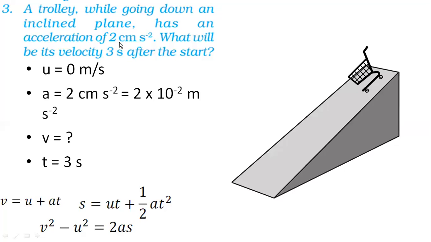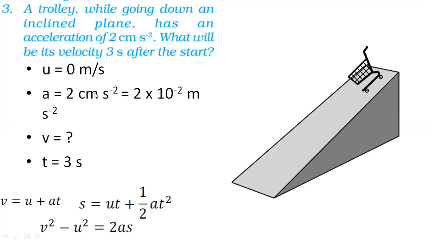Acceleration was provided by them, that is 2 centimeter per second square. Final velocity we need to calculate, v, and time is given as 3 seconds. So all the values are supplied to us, we just need to calculate v. Use the first formula, v is equal to u plus at. But make sure that you are converting acceleration, because acceleration given here is 2 centimeter per second square.